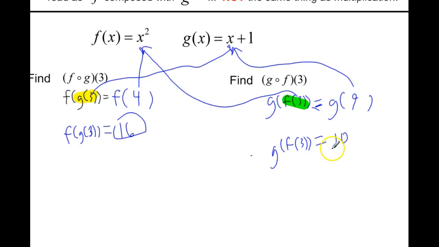So function composition is not multiplication. Multiplication is commutative, but function composition is not commutative. So 10 and 16 are different answers. You may notice that.